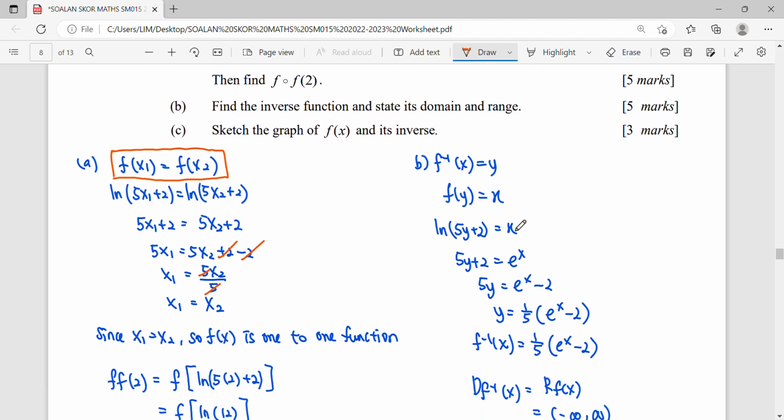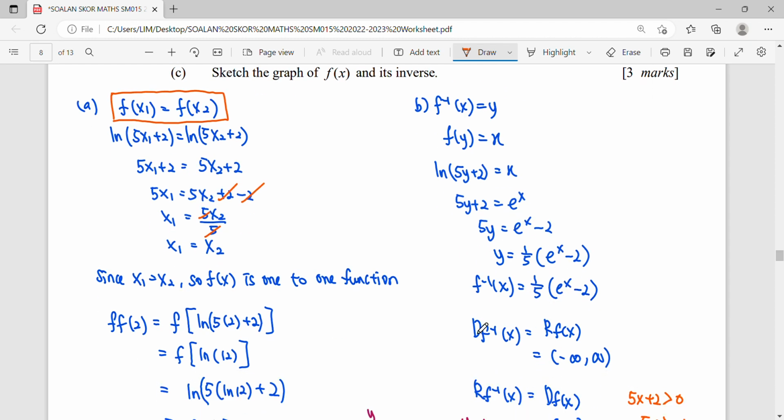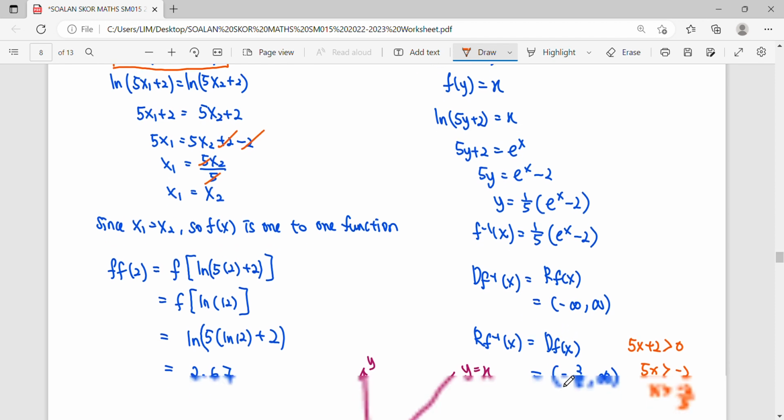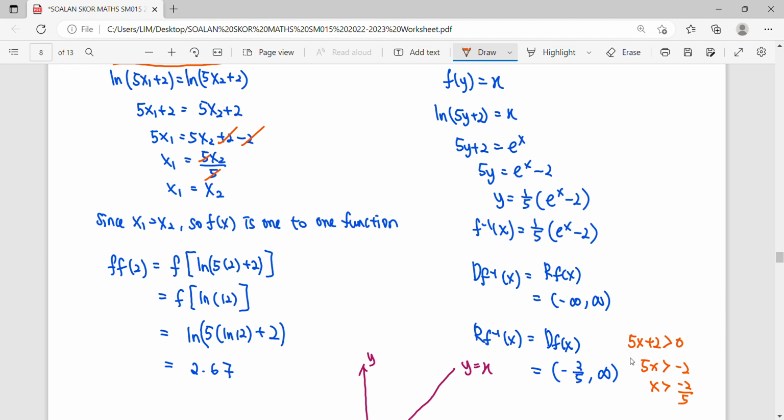And then what's your domain and range? As we learned before, for the inverse, domain you have to refer to its range, and range you have to refer to its domain. So the function that we're dealing with is ln(5x plus 2). For domain, as I said before, you need to be careful with surd, log, and fraction, DSLR. For a log function, whatever the log brings here has to be greater than 0. So that's why your x has to be greater than negative 2 over 5, so negative 2 over 5 up to infinity.